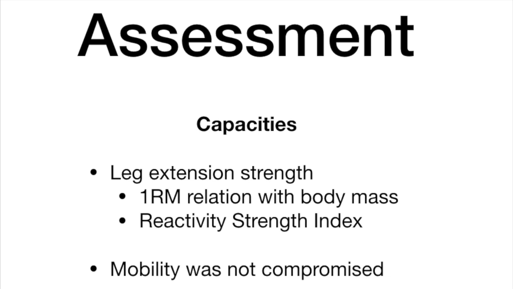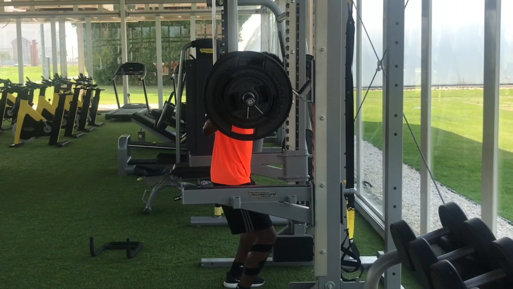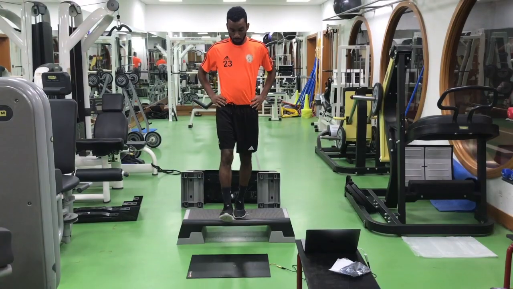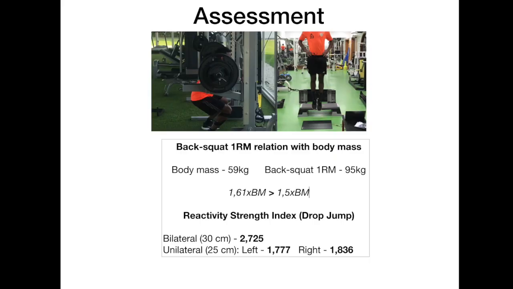An assessment was made to know if we were dealing with a capacities problem. We checked the 1RM of the athlete as well as his reactivity strength index. The assessment showed that the athlete possessed the capacities to perform the movement with optimal quality, having optimal scores in the 1RM calculation as well as the reactivity strength index, leading us to perceive that the athlete has a skill issue regarding maximum sprint.